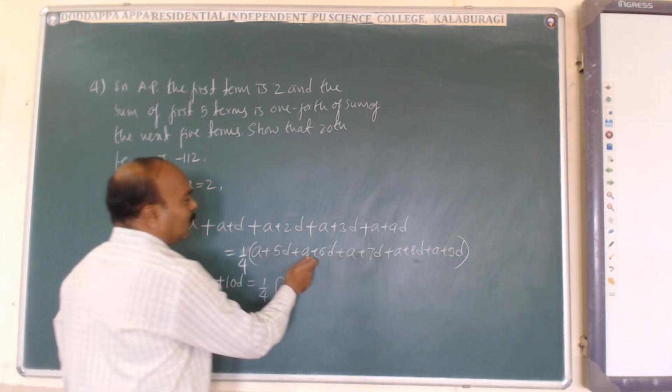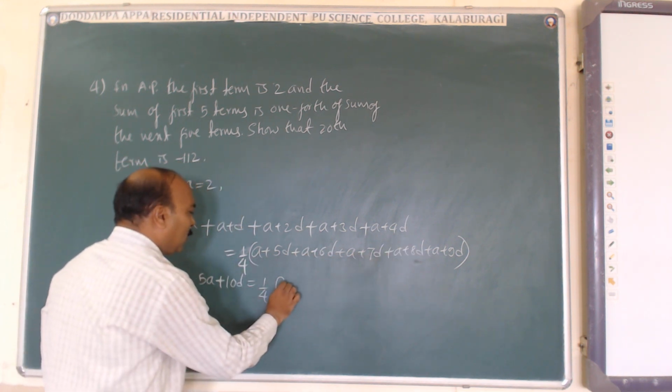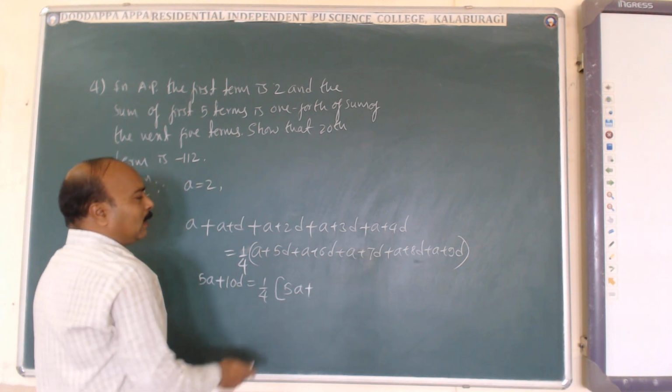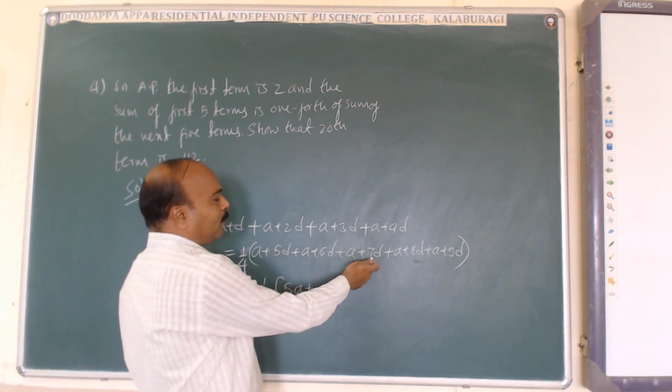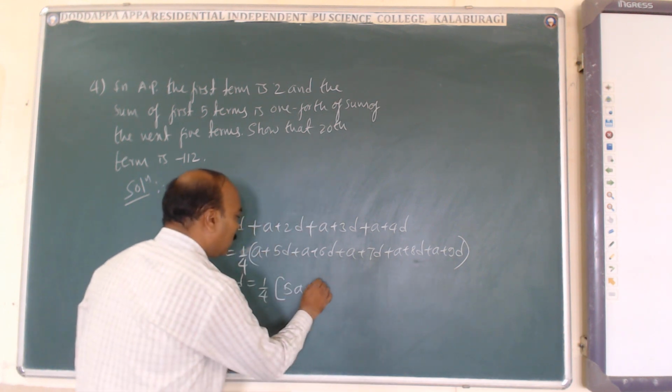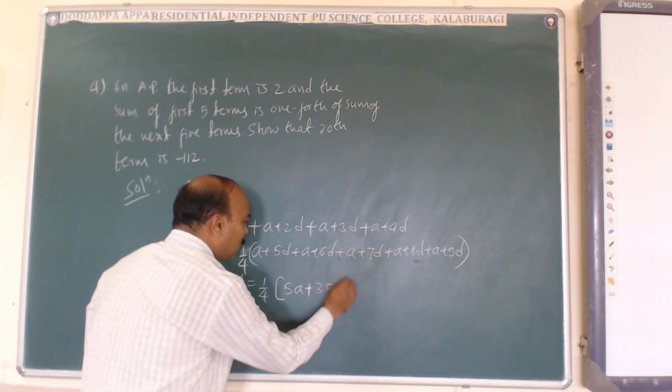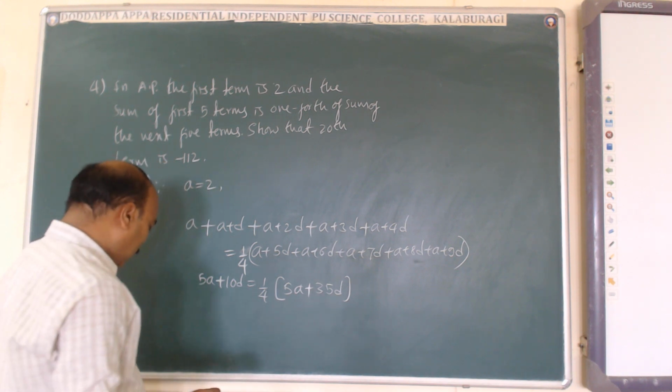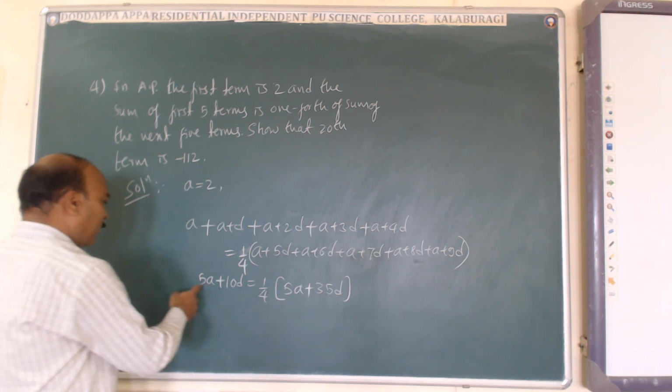Here also a appeared 5 times, 5 here, plus adding d: 5 plus 6 is 11, 11 plus 7 is 18, 18 plus 8 is 26, 26 plus 9 is 35d. It is written like this. Now we make cross multiplication for this one.